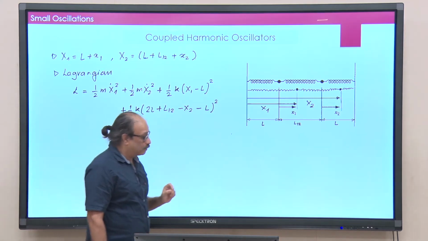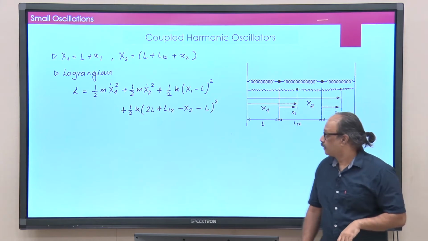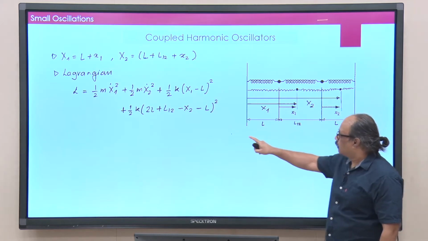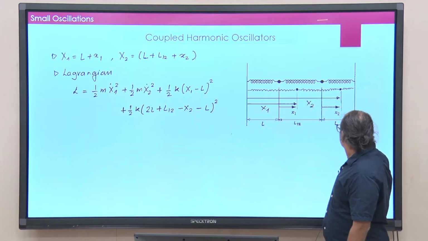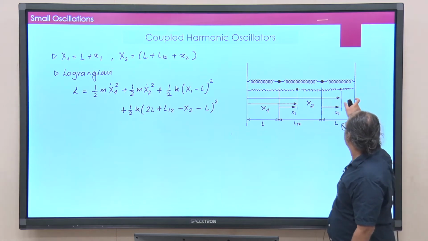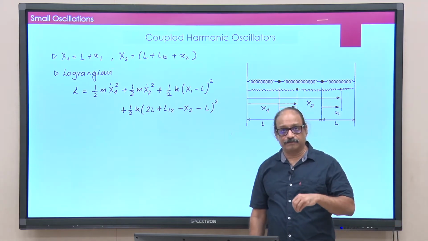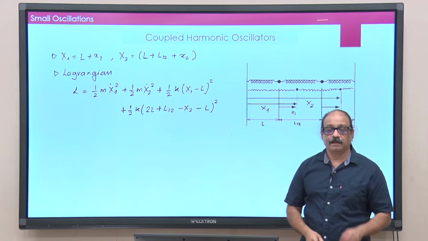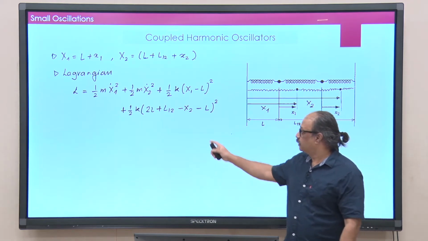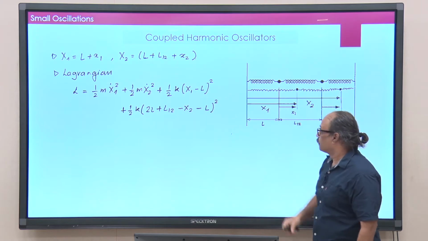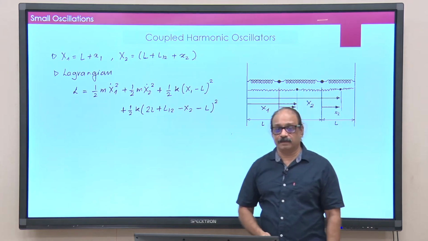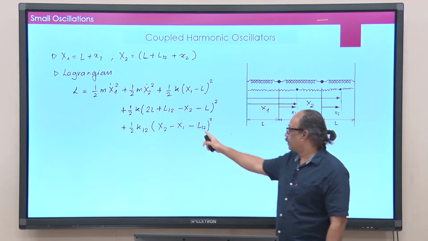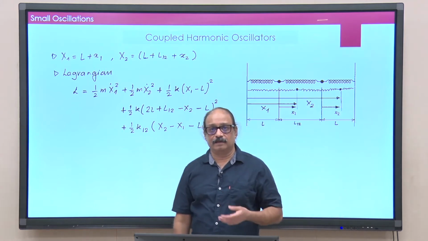Plus the potential energy of the second spring, which you measure like this. The total length is twice L plus L12, that is this, minus X2, which is the current length of the second spring, and minus the natural length L, whole square. This is the potential energy of the second spring, and then you have to look at the intermediate spring. The potential energy because of that is nothing but X2 minus X1 minus L12, L12 being the natural length of the middle spring.